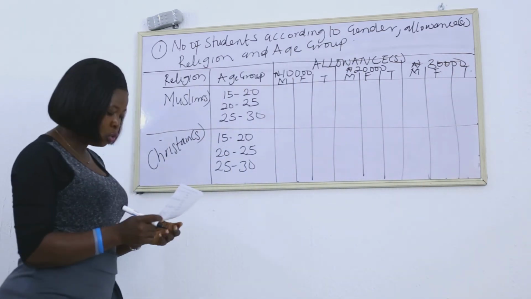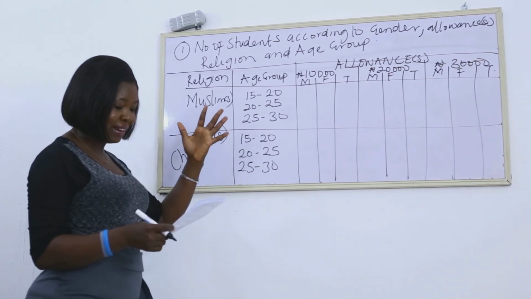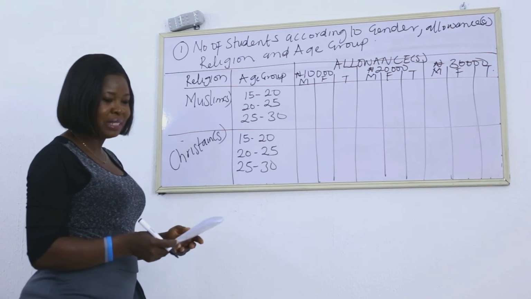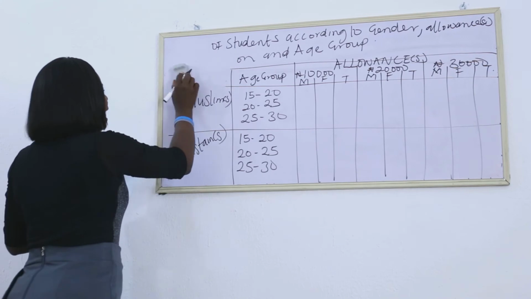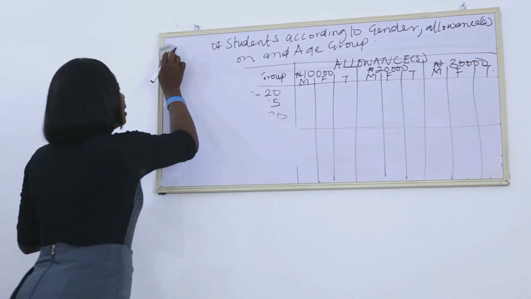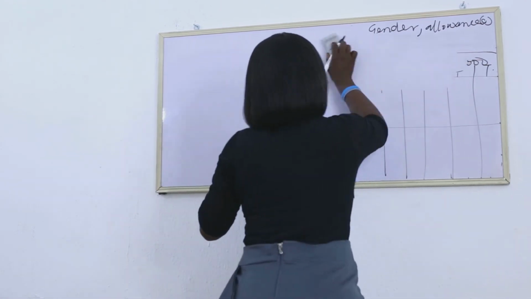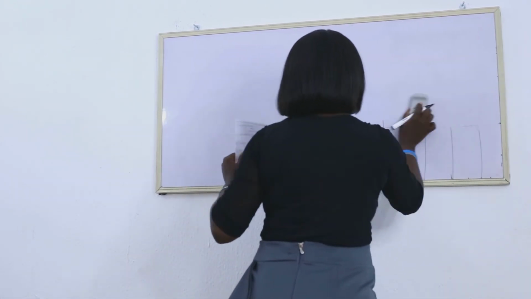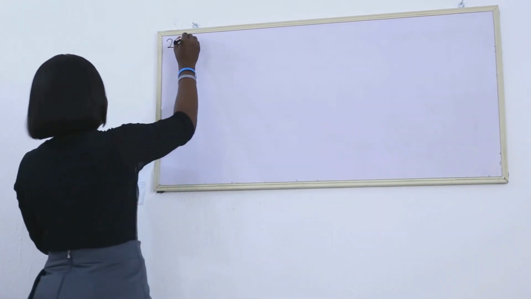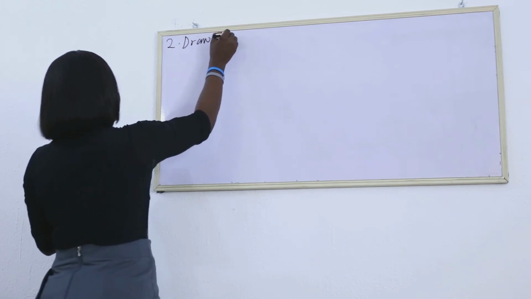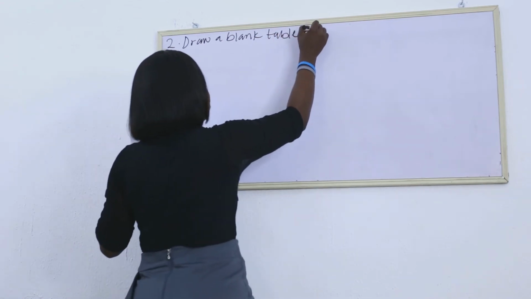Then let's also look at another example that represents 5 characteristics. Let's see how we represent it on a single table. A table that shows 5 characteristics. Then table 2. Draw a blank table showing the following.